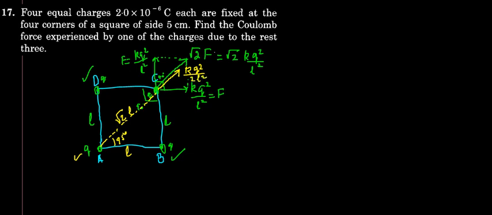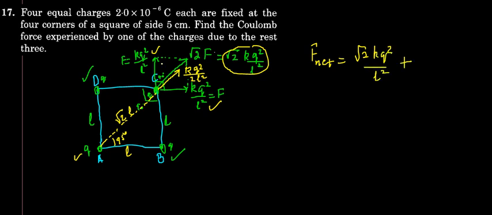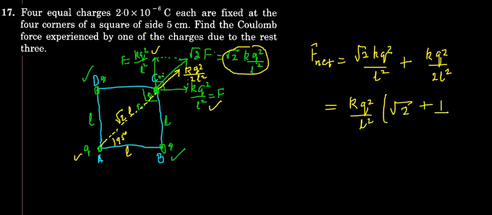Okay, so these two vectors, we have to take the sum of these two vectors, that gives us the resultant force. So the net force is just the sum of the resultant of these two and this one, which is equal to root 2 times K Q square divided by L square plus the force exerted by the charge at vertex A, and that we have found out is K Q square by 2L square. So a few things can come out common, that is K Q square by L square times root 2 plus 1 by 2. Okay, let's substitute the values.